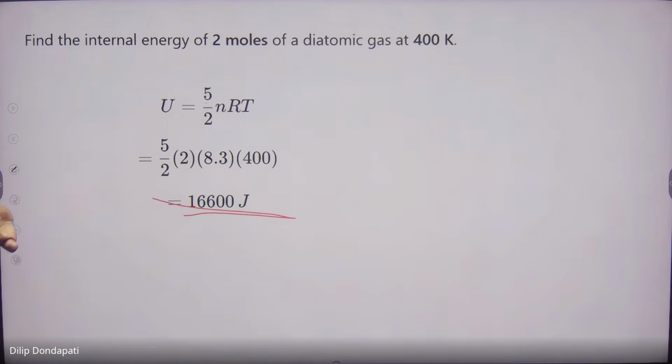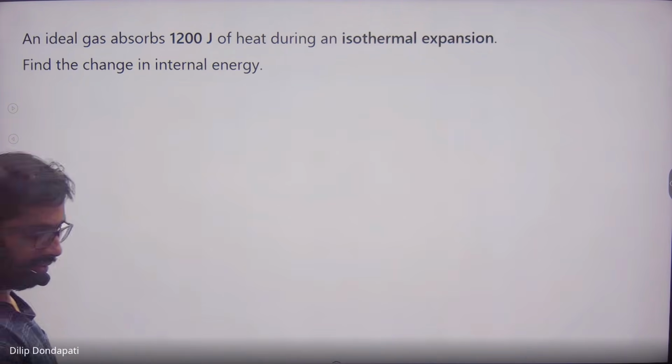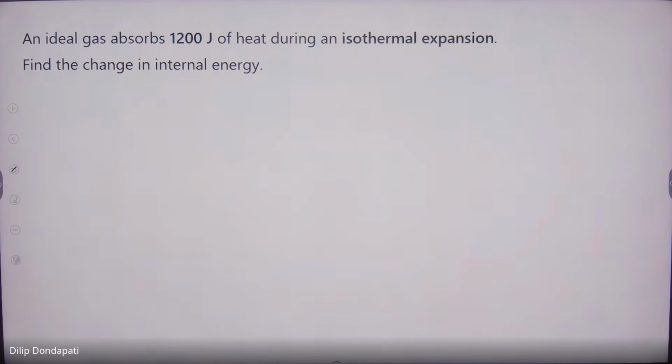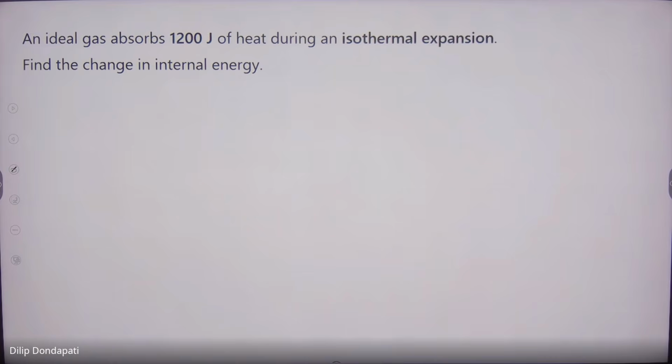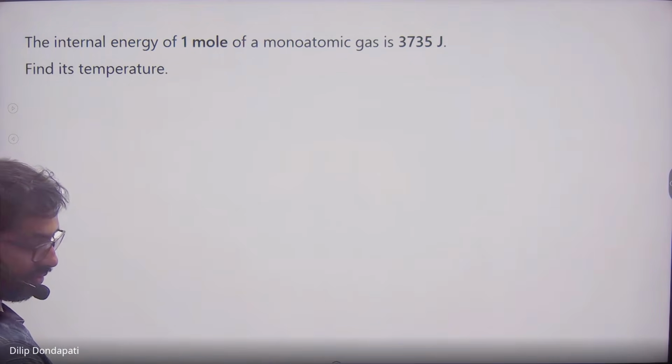Next: an ideal gas absorbs 200 joules of heat during isothermal expansion. Find the change in internal energy. Zero. Yes, 0, because isothermal means constant temperature. Next: internal energy of 1 mole of monatomic gas is this much. Find the temperature.